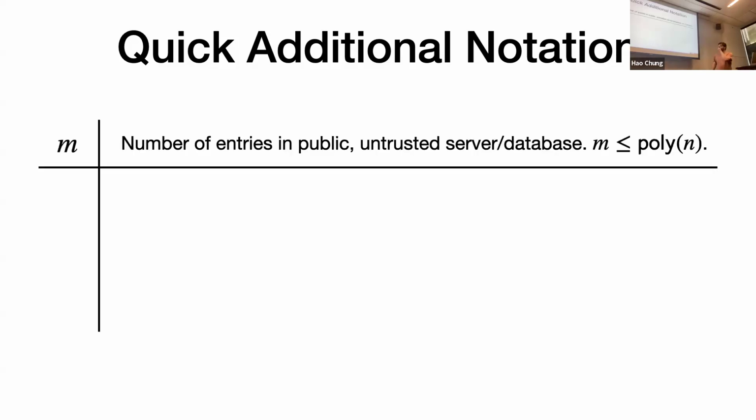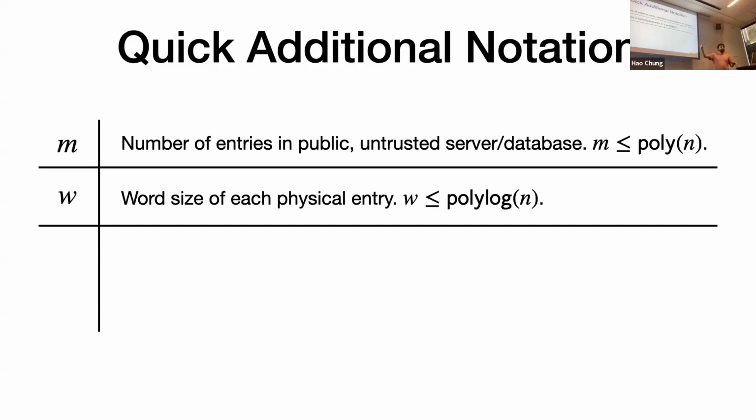Okay, good. So before going forward, I'm going to define some notation. Let's say M is the number of entries in the public untrusted database. In general, it could be bigger than n. Certainly, it should be bigger than n. But for simplicity, we'll assume that it's at most a polynomial in the number of entries n.